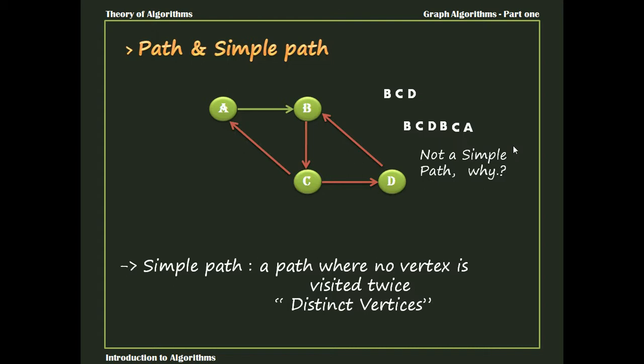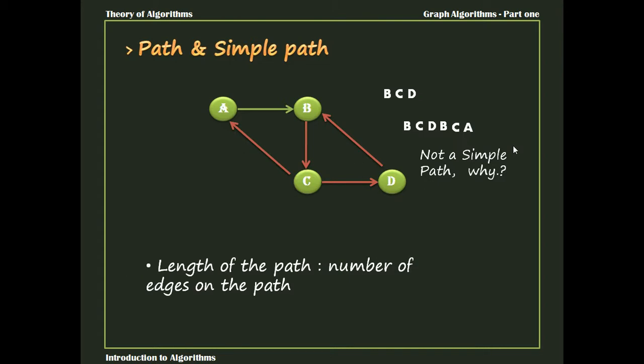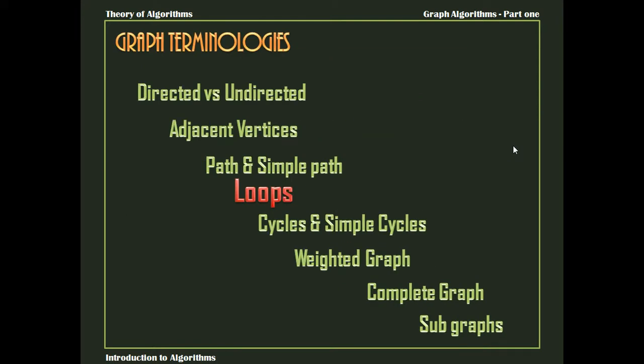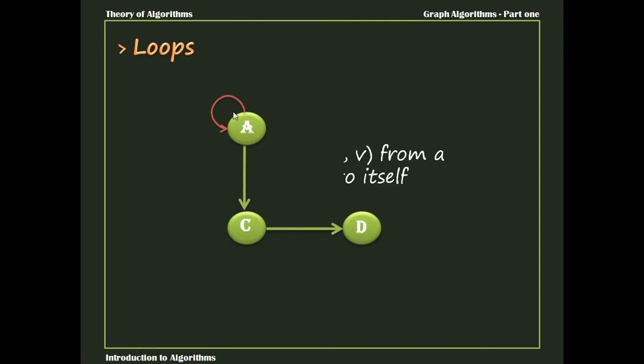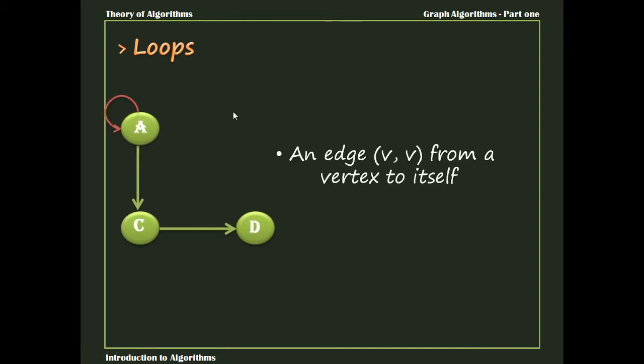We can find out the length of the path by counting the number of edges in the path. The first path is 2 edges long. The second path length is 5 edges. We will address loops now. A loop is an edge from a vertex to itself. This is a loop. We will be studying only loopless graphs.